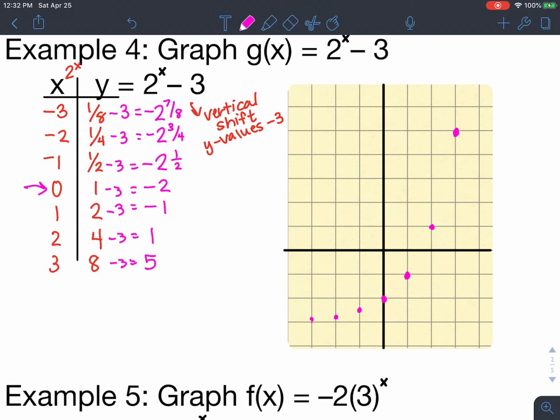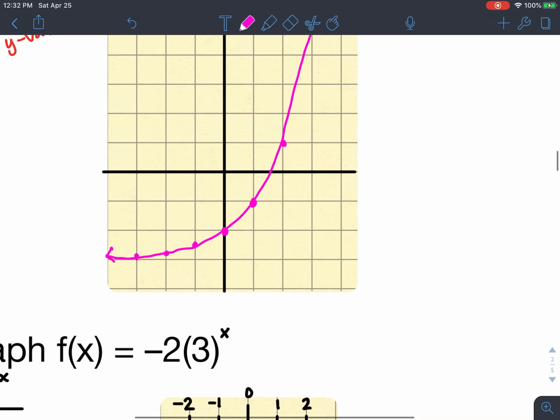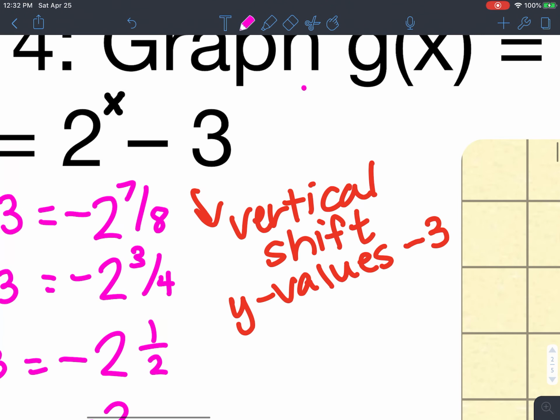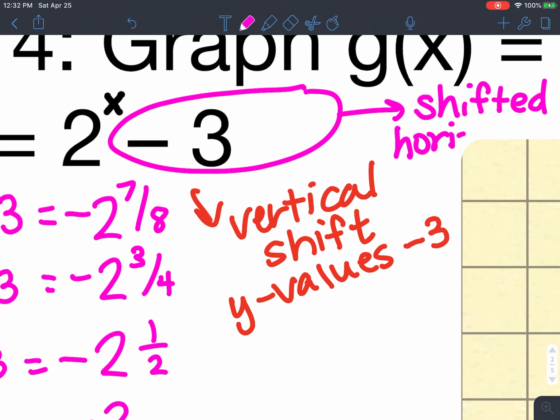Now you might be able to recognize here that it looks like this graph is getting closer to not the x-axis, but the line y equals -3. And that is true. The asymptote now is at y equals -3. Why is that the case? That's because of our vertical shift. So this shifted our horizontal asymptote.